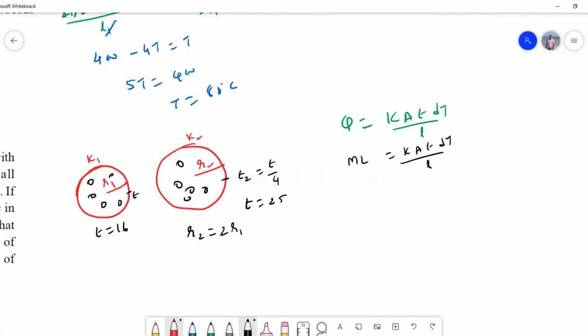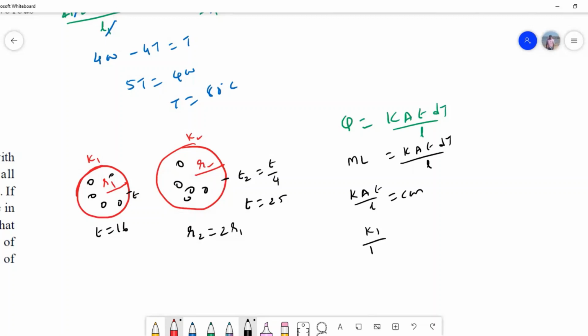So clearly we understand that mL is constant because the same amount of ice is melted. So the only differences are area, thermal conductivity, and temperature difference also. Melting of ice, dT should be 0, and the length is nothing but the thickness. So from this I can say that KAT upon L is equal to constant.